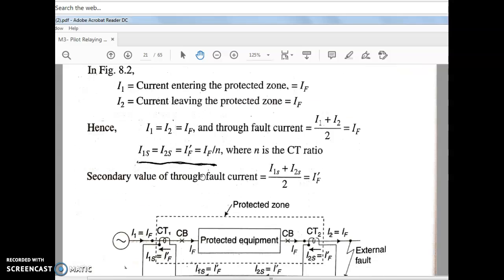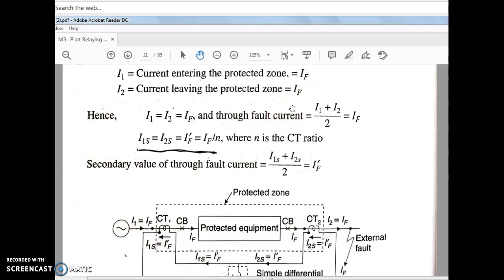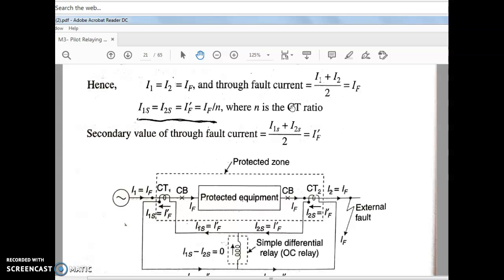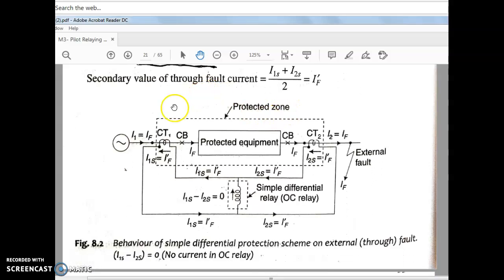Next, the behavior of simple differential protection during external faults. What happens during external faults here? I1 equals I2 equals IF. Therefore (I1 plus I2) divided by 2 is equal to IF. How is it possible? See the diagram. An external fault occurs outside. Under this condition the fault is outside the zone of protection. The CTs' location is here, but the fault occurs outside the CTs' location, out of the zone of protection.